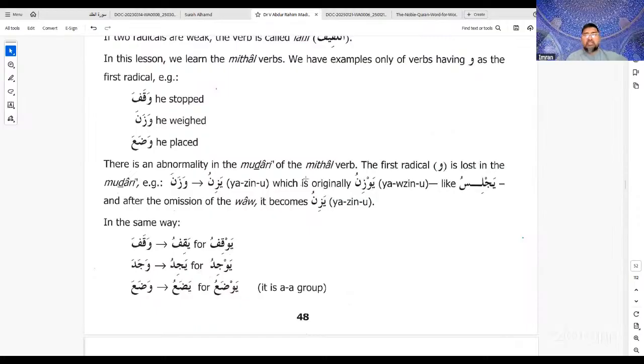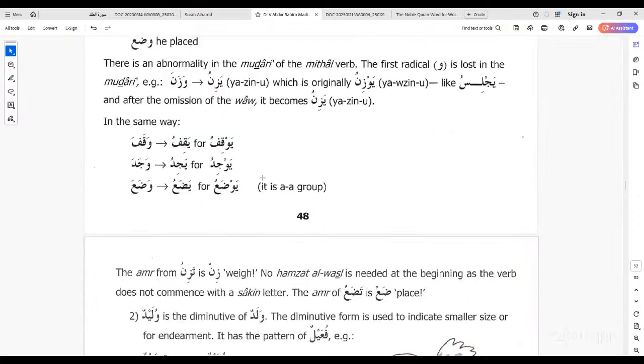Excellent. So this is all because of the weak verb. Whenever a weak verb comes, it becomes difficult to read. Therefore, the weak letters in the present tense are normally dropped. Originally, the word yawzinu is difficult for the Arabs to read. Therefore, they've dropped it. And these are some, I'm going to finish this off.